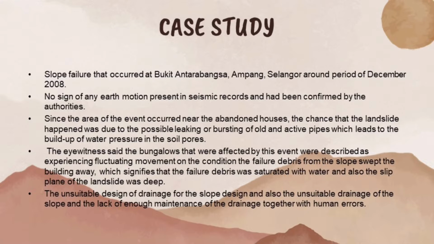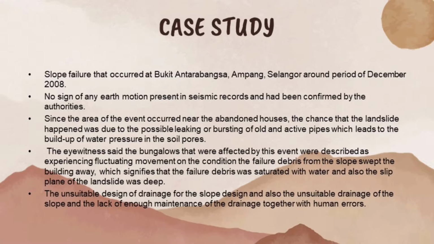There is no sign of any earth motion present in seismic records, and this had been confirmed by the authorities. Since the area of the event occurred near the abandoned house, the chance that the landslide happened was due to the possible leaking or bursting of old and active pipes, which leads to the build-up of water pressure in the soil pool. The eyewitness said the bungalows that were affected by this event were described as experiencing fluctuating movement.